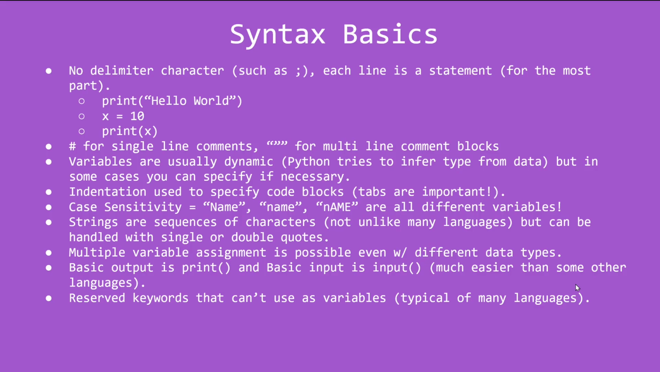For commenting, you use a pound or hash sign. You can do multi-line comment blocks a couple of different ways. There's not a set standard. Triple quotes tends to be the most common way that I've seen. I think there are others.